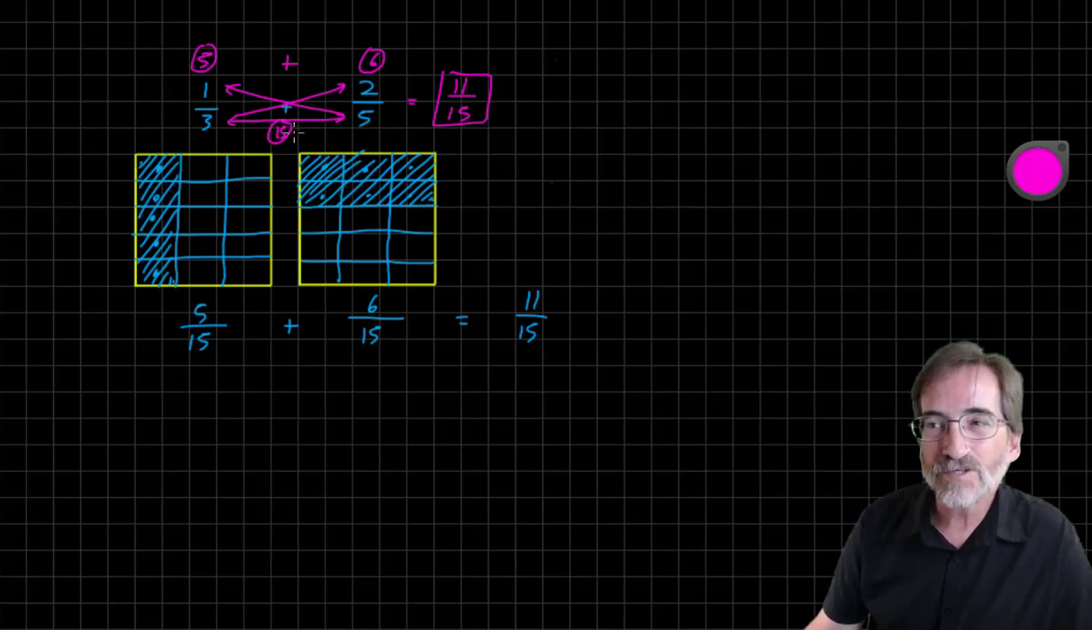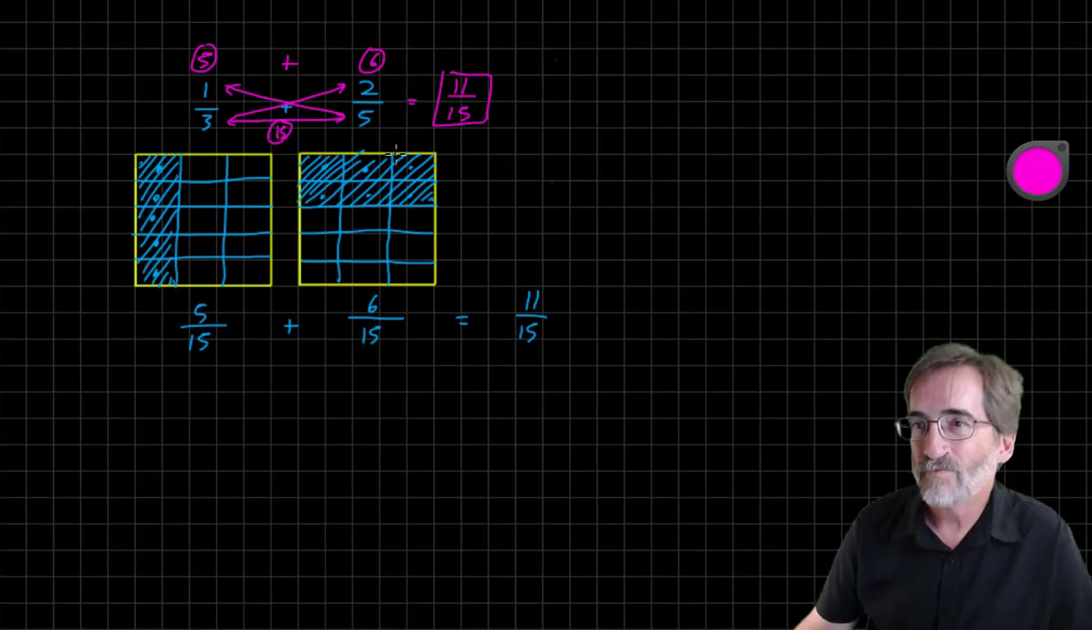It doesn't always get you the least common denominator. If you're used to getting the least common denominator, it doesn't always give you that, but you may have to do some reducing, but it's a simple pattern to remember.